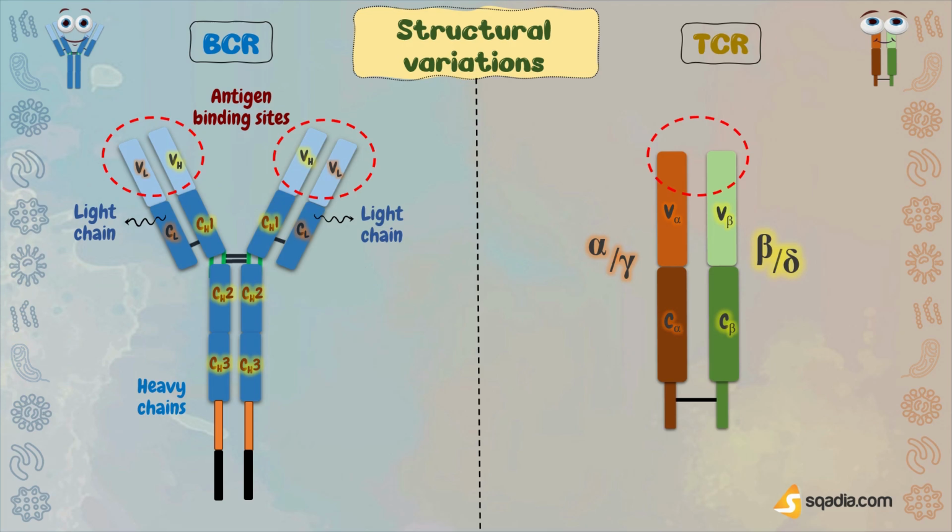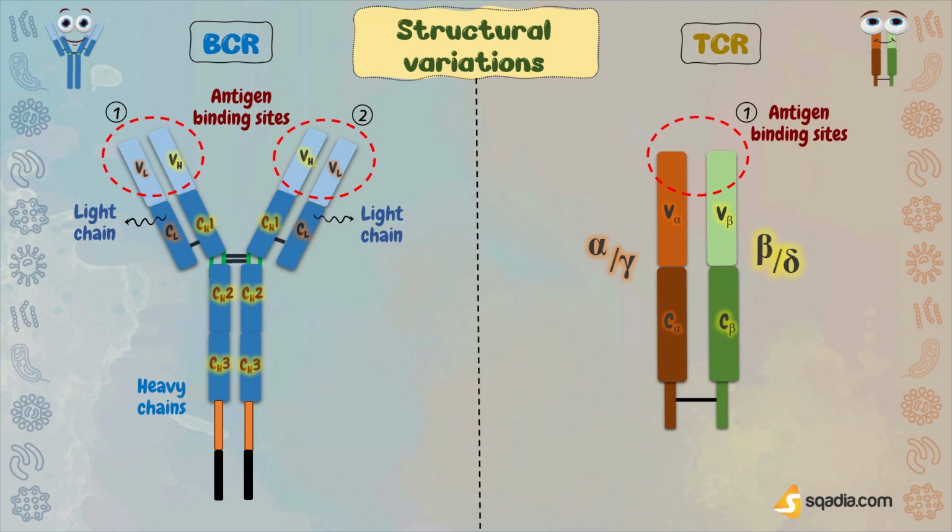Whereas, in TCRs, the variable regions of both alpha-beta or gamma-delta chains form this antigen binding site for the recognition and binding of antigens. But in TCRs, there is only one binding site, whereas in BCRs, there are 2 binding sites. There is another interesting fact related to this binding site.